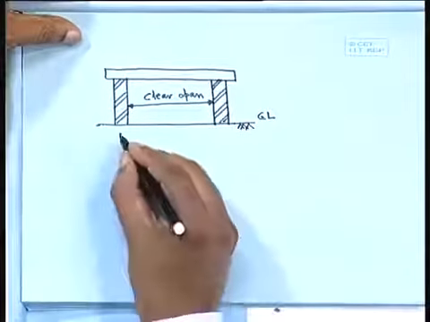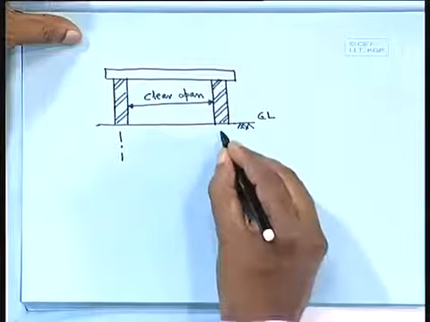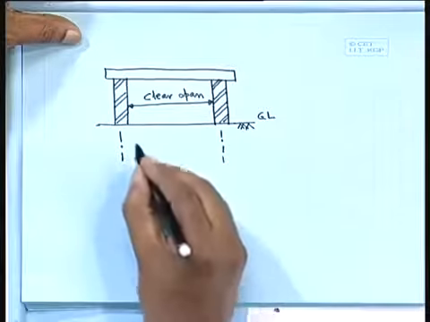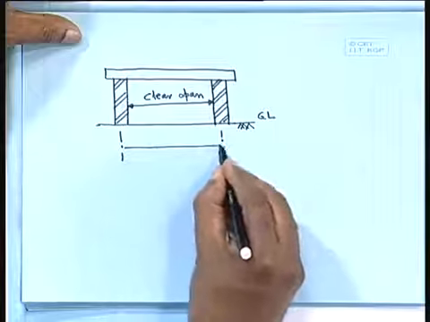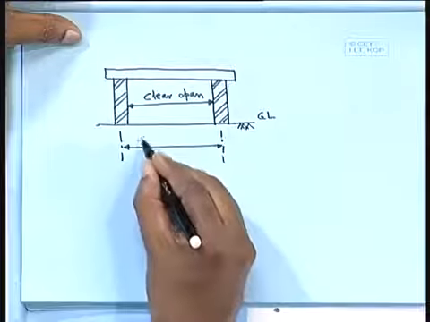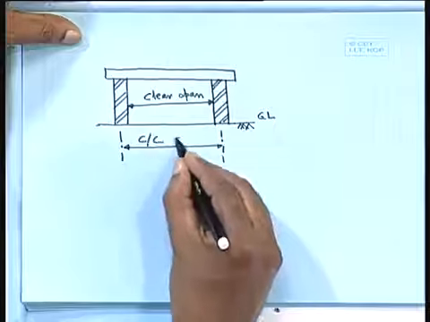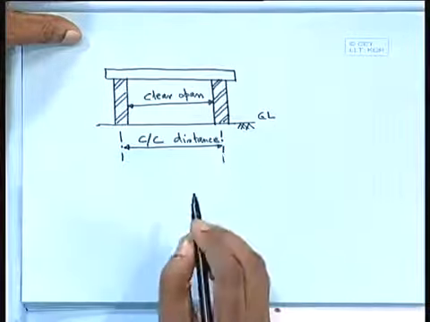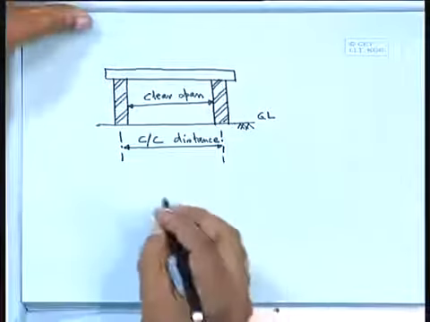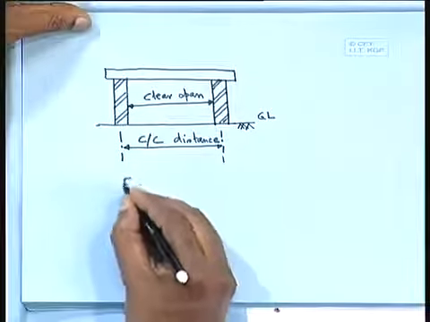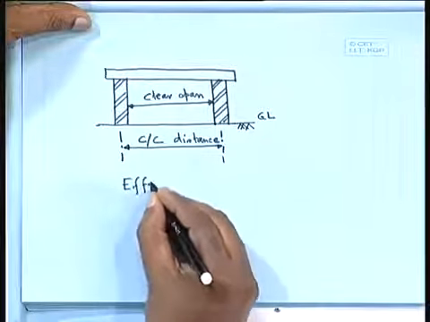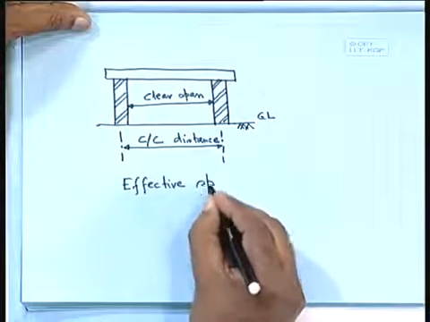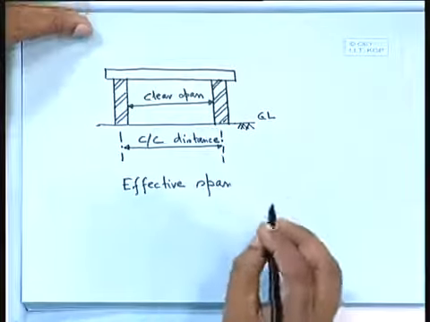This is your clear span, like clear cover, we can say clear span. And let us say this is the center line of the supports. Here this is masonry wall or brick wall. This is called the center to center distance. But this is not the effective span. Our interest here is to find out the effective span, like effective depth, here also we consider effective span.